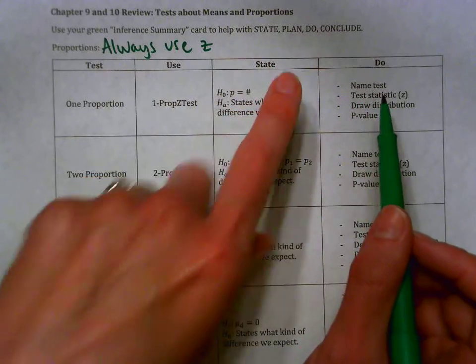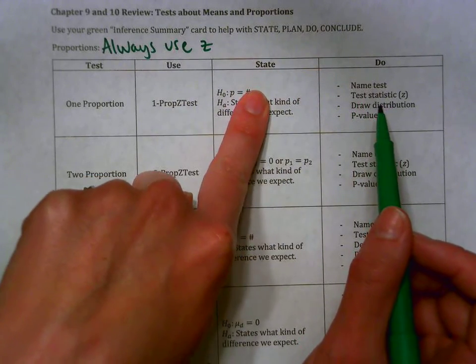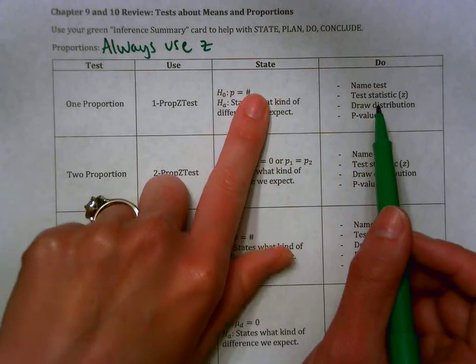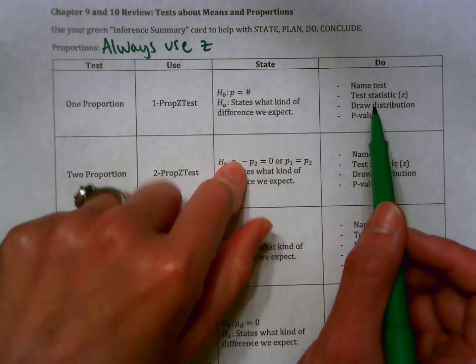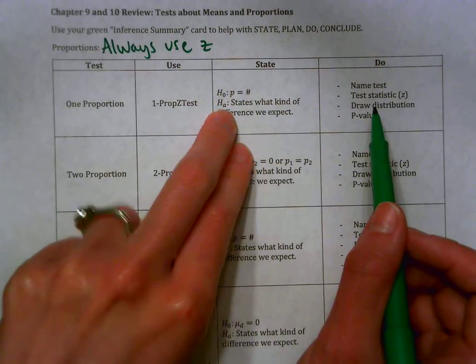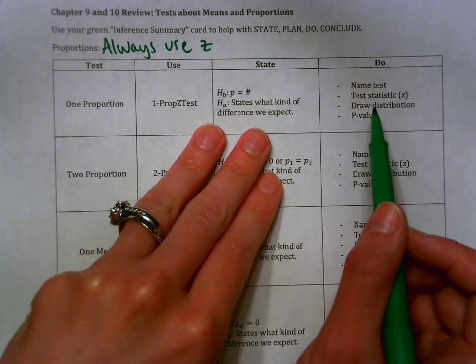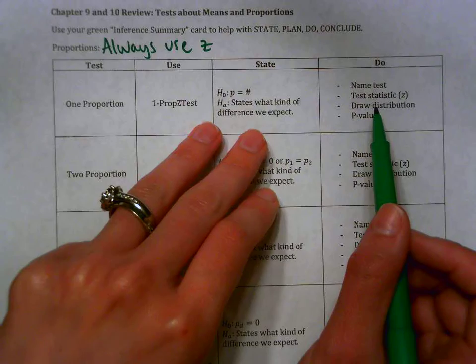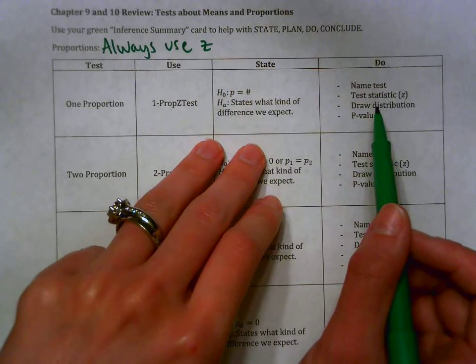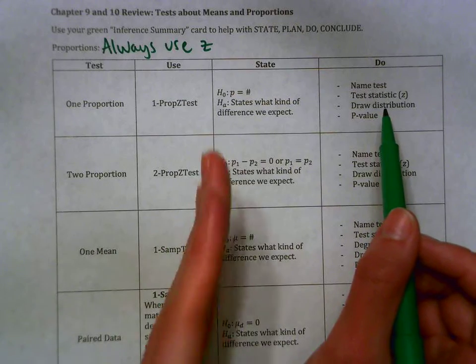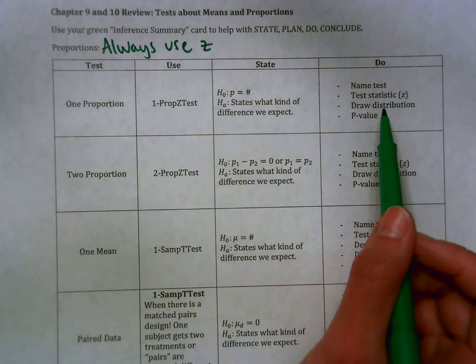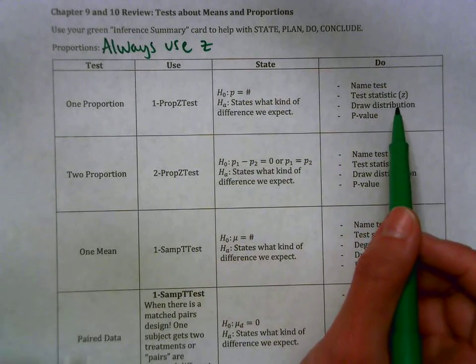And your conditions are, is it random, either random sample or random assignment, random treatment. If it was random sample without replacement, you need to do the 10% rule. And then you need to check normality, which depends on, first, does it say it's normal? If it doesn't, if it's a proportion problem, check large counts. If it's a mean problem, check the central limit theorem. And if it doesn't meet the central limit theorem, then you'd have to graph it if they gave you the data.